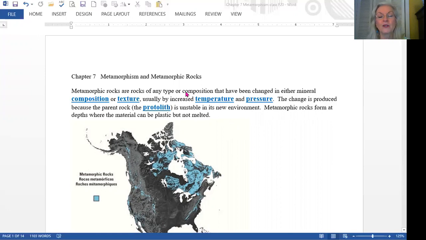So the composition is usually changed in either mineral composition or texture. Texture is really common. Mineral composition, to a certain extent, sometimes requires the addition of water, brought in again by these changes in temperature and pressure. The rock you start out with is the protolith. It's the parent rock. And the whole object of the metamorphism is that the parent rock needs to be stable in its new environment. So if it's hotter than it used to be, then things shift around to make it stable in that new hotter environment.